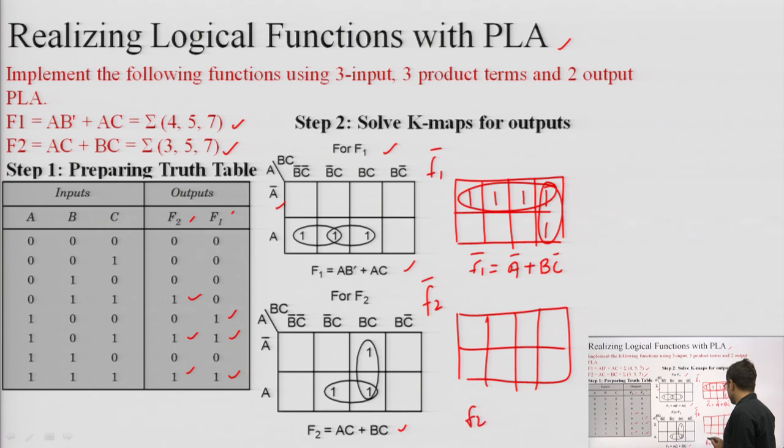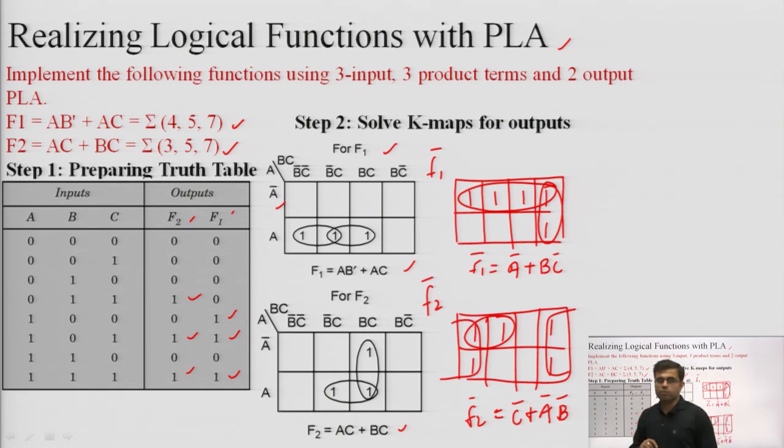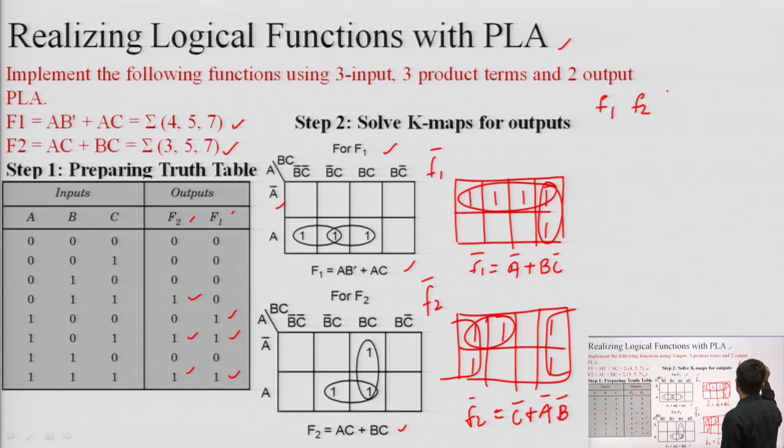Similarly, F2 bar we have to solve for this, the 1s will be here. So, for this I will be having this pair and this quad. So, it will convert to C bar plus A bar B bar. So, I have to check which arrangement will give me the minimum number of products. So, between F1 and F2, I have to check products.